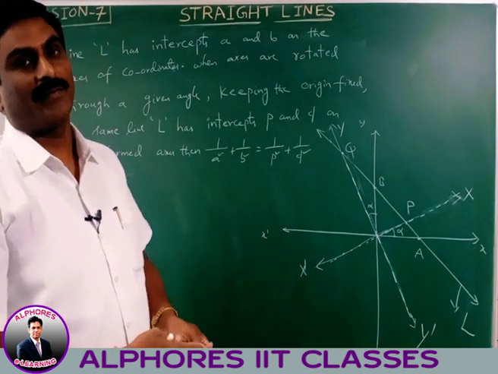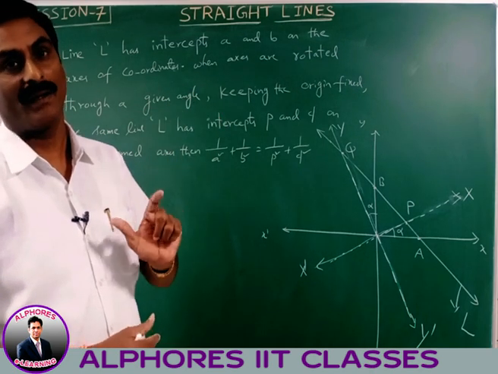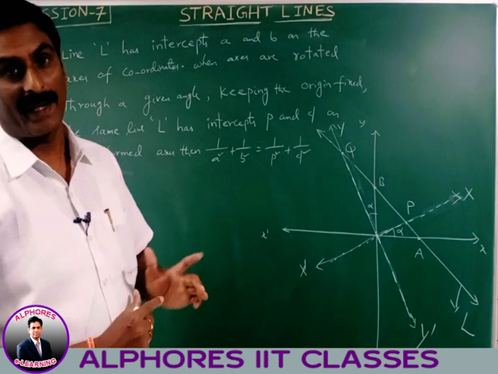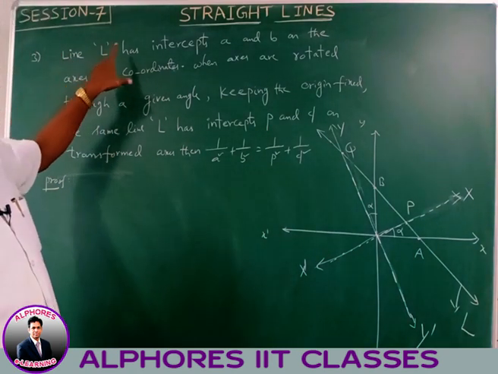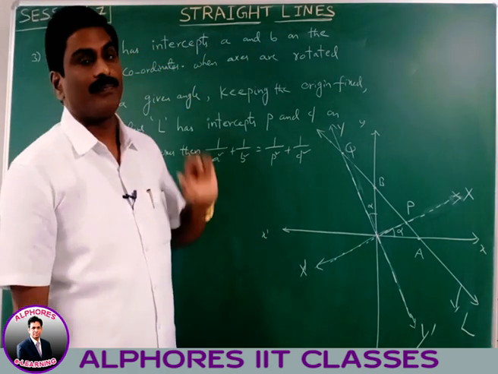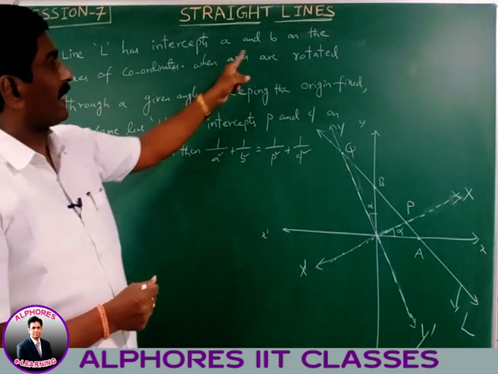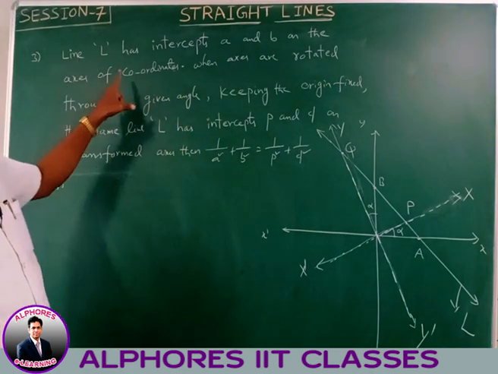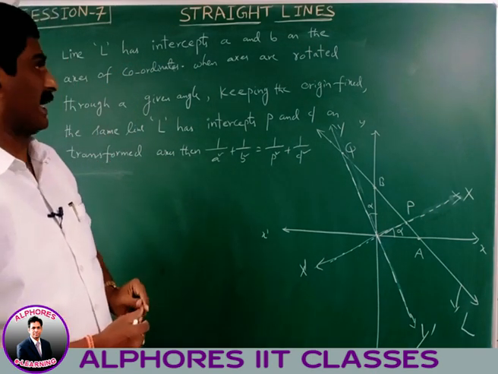Next, the third point, a very very important point. First one is the distance between a point and a line. Second one is the distance between two parallel lines. Third one: the line L has intercepts small a and small b on the axes of the coordinates.